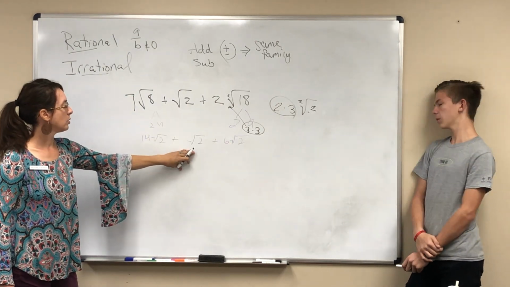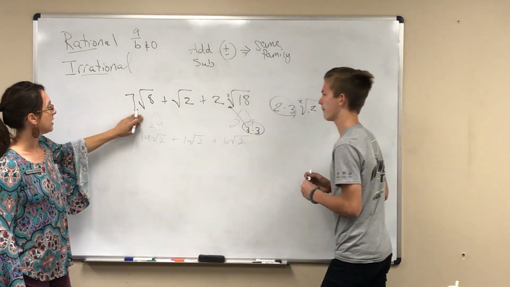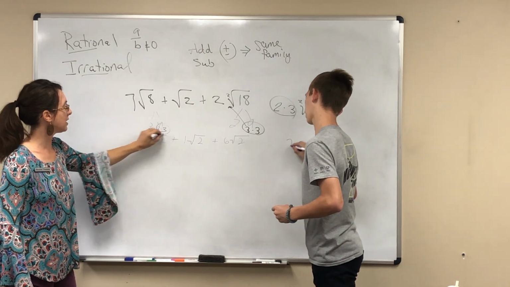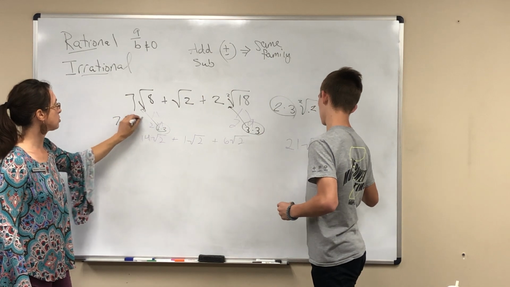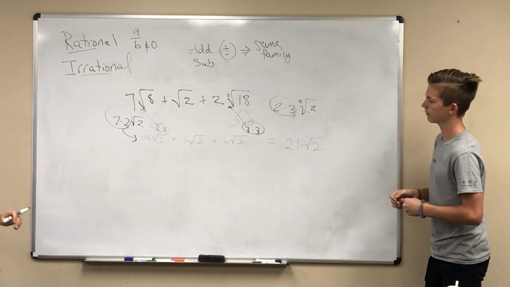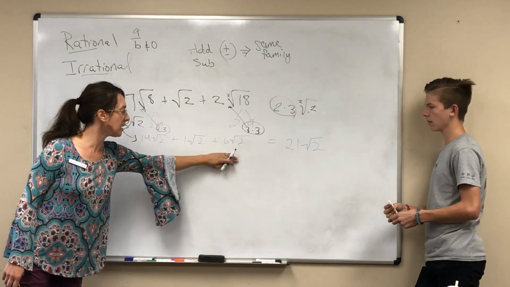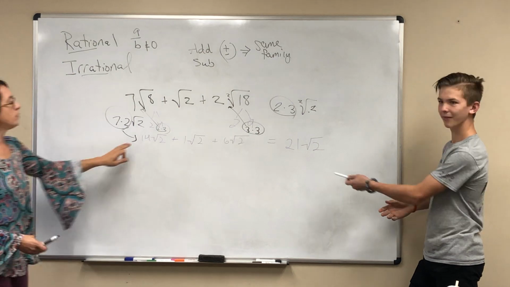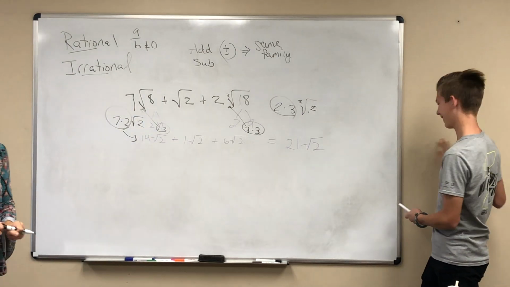Square root of 2 stays the square root of 2. 8 is 2 times 4. 4 is 2 times 2. There's my set that we moved to the outside. So this was 7 times 2 square root of 2, 14 square root of 2. Okay, so there's our simplification. We're going to go over some more with that. So now they're all the same root family, and you ended up with 14 plus 1 is 15, plus 6 is 21 square root of 2. Excellent.